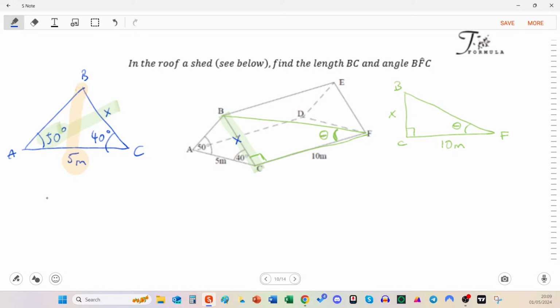Yes, because 50, look at that, don't write in highlighter, 50 plus 40 is 90, which makes that a very interesting angle up there. That's actually a right angle. So little did we know, we actually have a right triangle here. What does this mean? Does this mean we have to use sine rule?